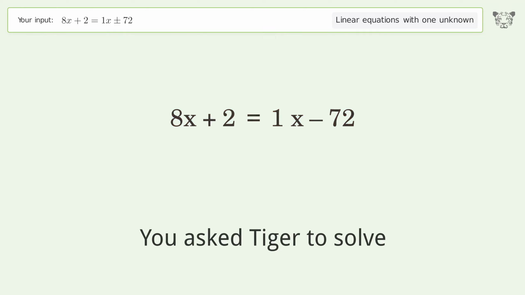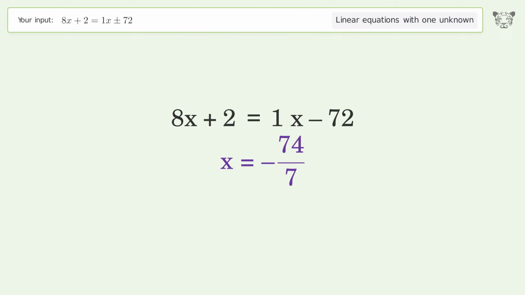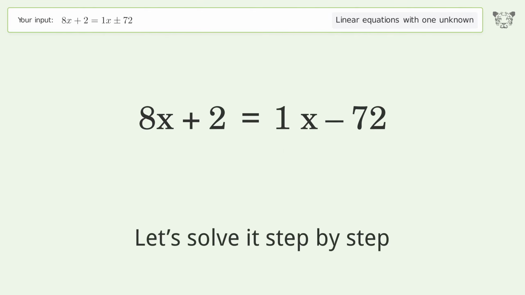You ask Tiger to solve. This deals with linear equations with one unknown. The final result is x equals -74/7. Let's solve it step by step.